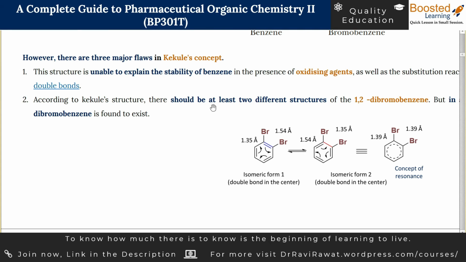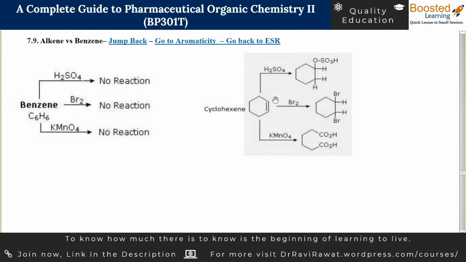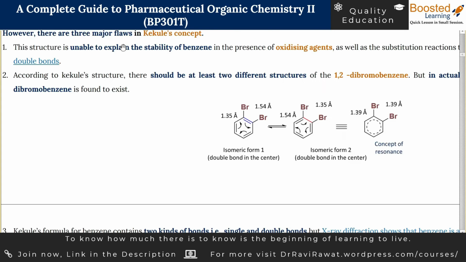So the first point is the model did not comment on the stability of benzene in the presence of oxidizing agents. As we have previously discussed, any alkene gives such kind of reactions. But benzene, on the other hand, does not give such kind of reactions in the presence of oxidizing reagents. So this was not explained, or no comments were made on the stability of benzene by Kekule's model. So this was the first drawback of Kekule's model.